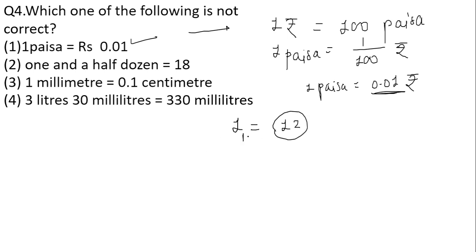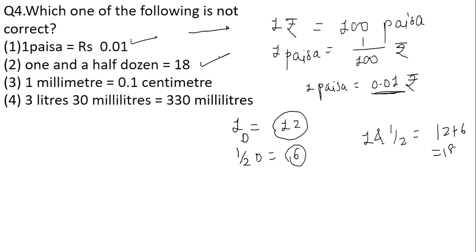In one dozen there are 12 bananas. If we see the half dozen, it means there are half of these 12, that is 6 bananas. Okay, so they are asking us in 1.5 dozen how many bananas are going to come. 12 plus 6, that is equal to 18 bananas. So the second option is also the correct one. The second statement is also the correct one.